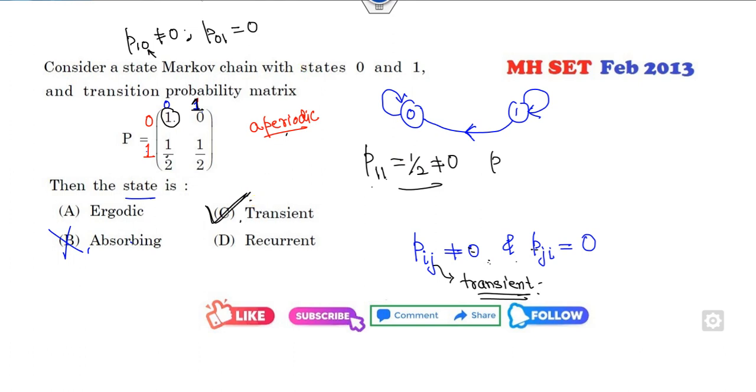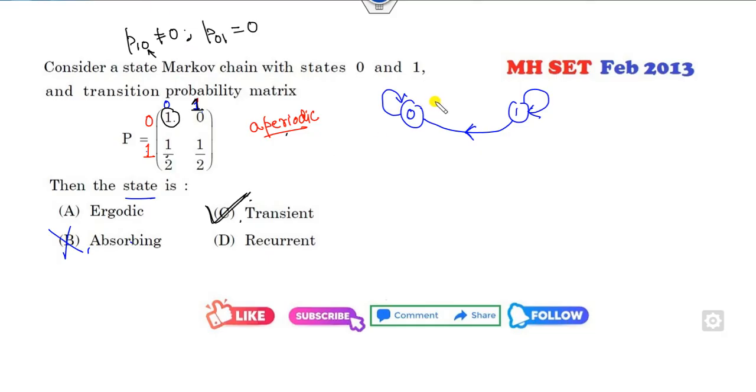This is the first method. The second method is to look at the diagram. Can you say what is recurrent? Firstly, is it possible to go from 0 to 1? No, you can never go from 0 to 1. That means 0 is not recurrent. Once one state is not recurrent, this option is again cancelled.